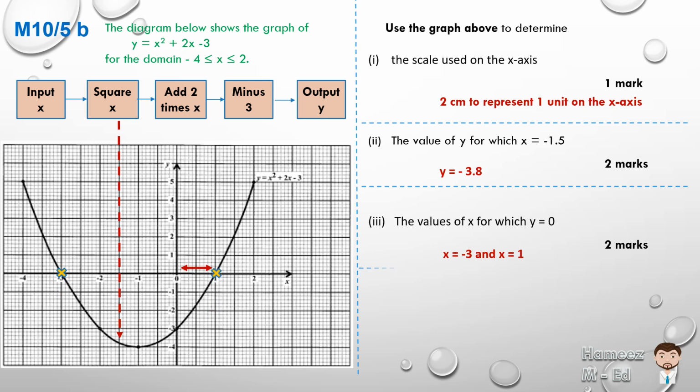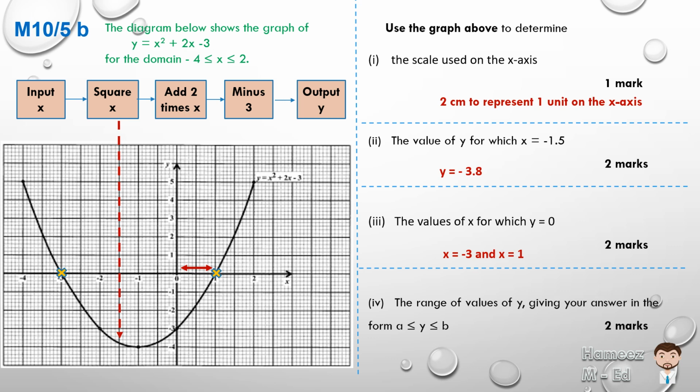on the right-hand side. And the last part of the question, part 4, the range of values of y, giving your answer in the form a is less than or equal to y, which is less than or equal to b. What is the smallest value of y? Minus 4. So minus 4 is less than or equal to y, which is less than or equal to what's the largest value of y according to this graph? 5.